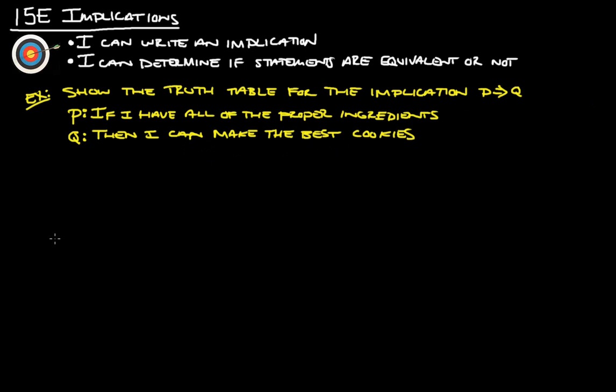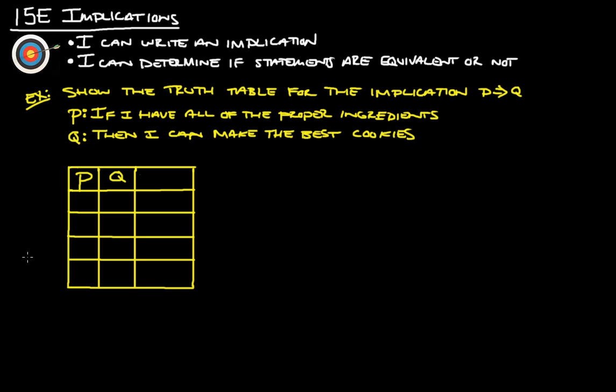All right. Example. Show the truth table for the implication P implies Q, where P is if I have all the proper ingredients, and Q is then I can make the best cookies. Okay, so let's make a little truth table for this.